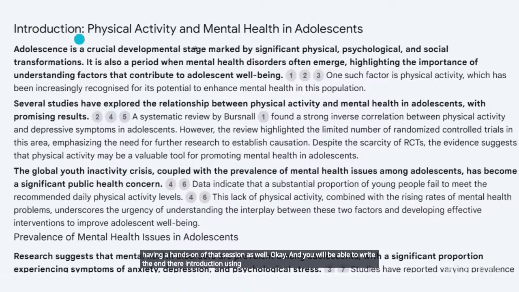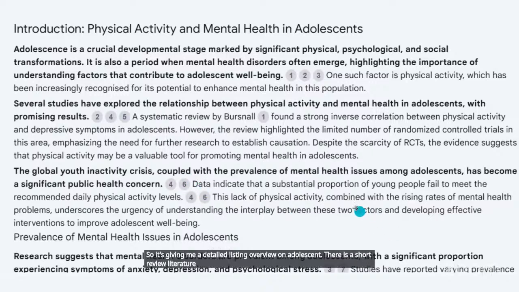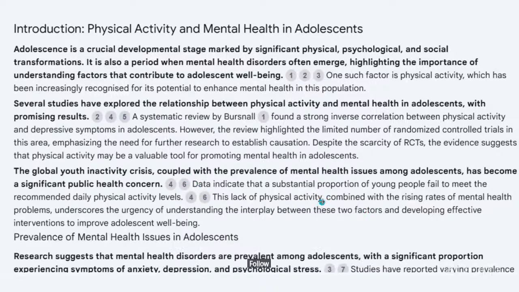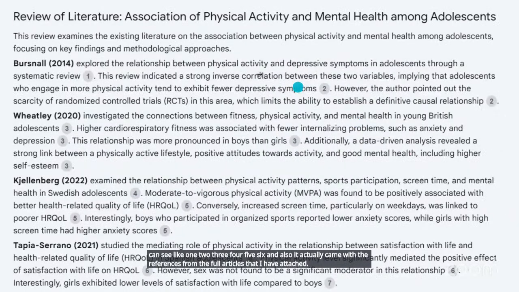Okay, so you can see the topic was on physical activity and mental health in adolescence. So I actually gave it a prompt on how the introduction should be structured. So it's giving me a detailed overview on adolescents. There is a short review of literature followed by a few prevalent studies, followed by the novelty of the article. And it came with the references also. As you can see, like 1, 2, 3, 4, 5, 6, and it actually came with the references from the full articles that I have attached. In a similar way, it can write the review of literature also for us.